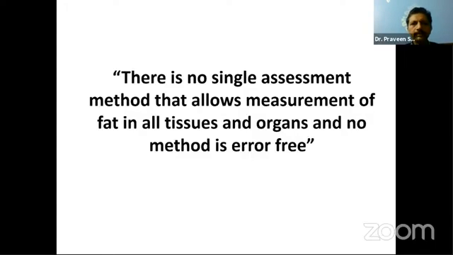Before I start, there is no single assessment method that allows measurement of fat in all tissues and organs, and there is no method which is error-free. So whatever method we have, they have some sort of error, but things are going on and we have good methods to assess fat.